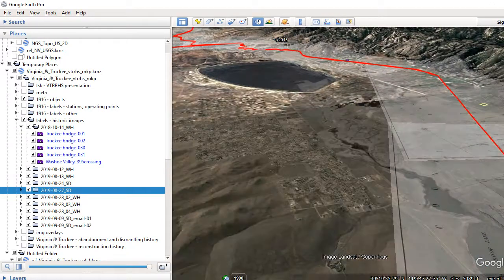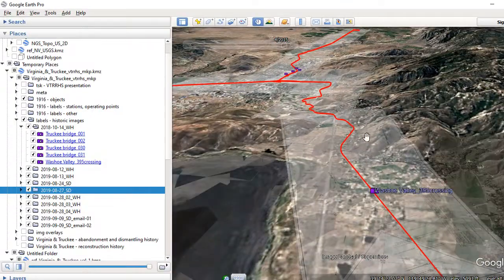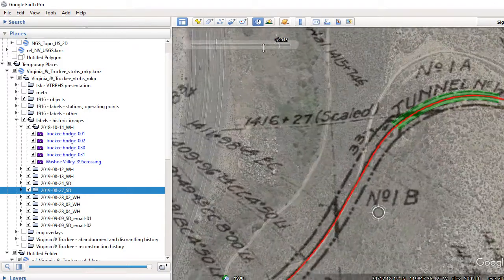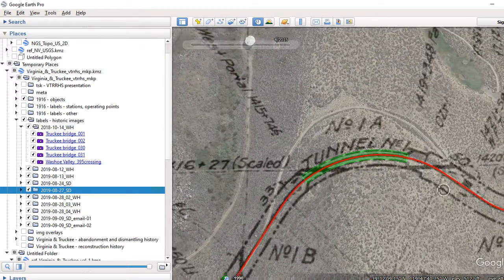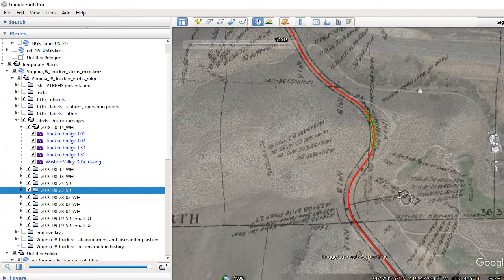Okay, it's 3:43 p.m. So let's get down to Carson City. Well, let's stop at tunnel number 1. So the valuation map, which was made in 1916, is telling us that there is a tunnel here.